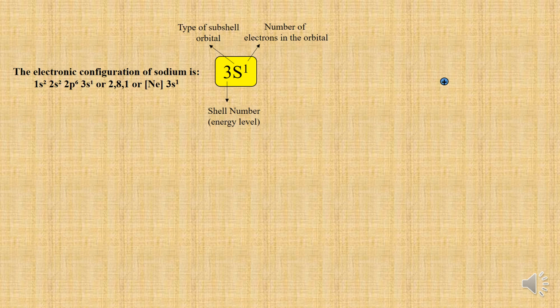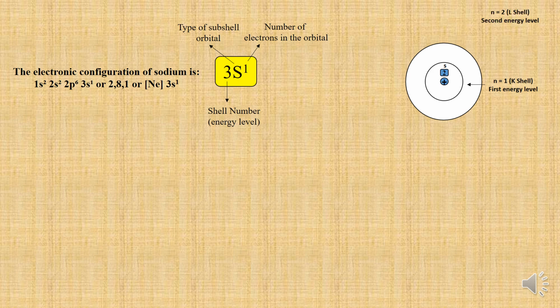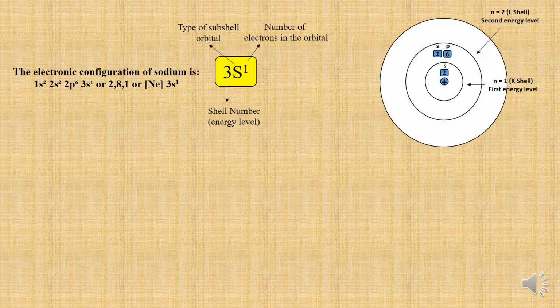Now let's visualize this with the help of a diagram. We start with the nucleus of the atom. Around the nucleus you find the first energy level or the K shell, where you find 2 electrons housed in the s orbital. This is followed by the second energy level or the L shell, where you find 2 electrons housed in the s orbital and 6 electrons housed in the p orbital.